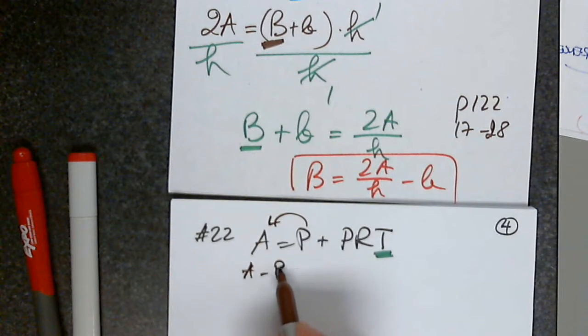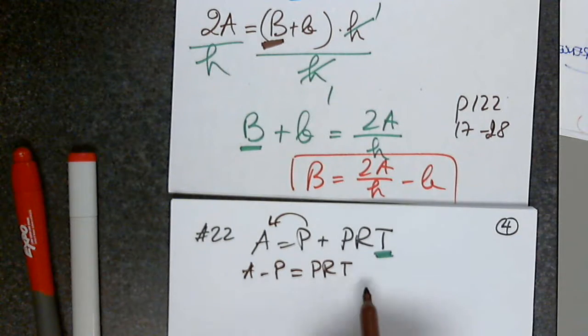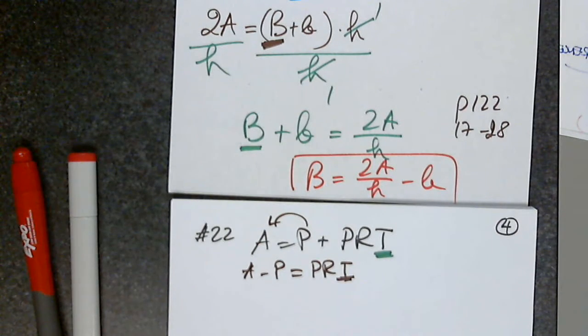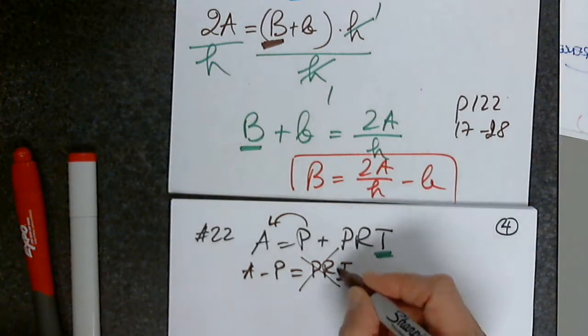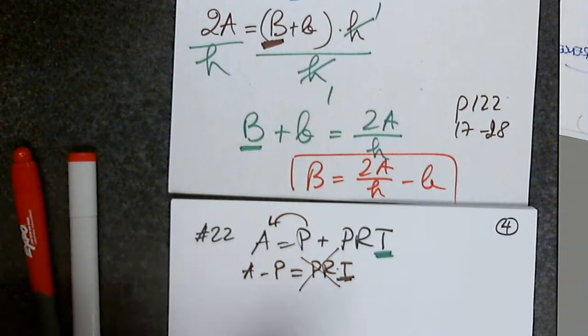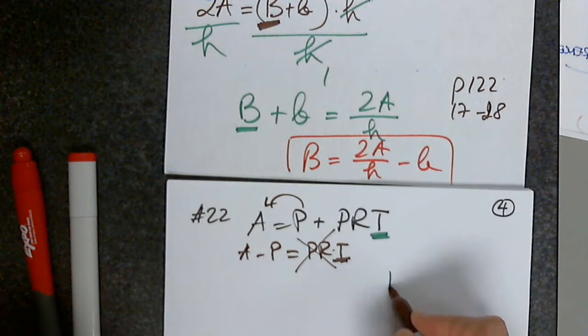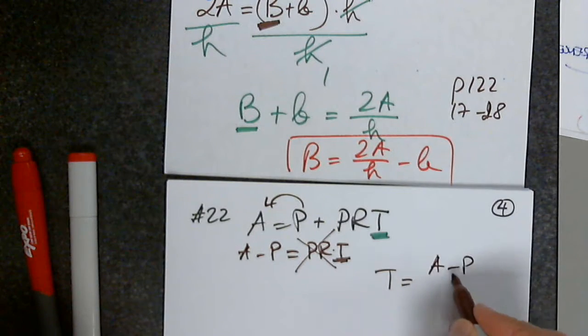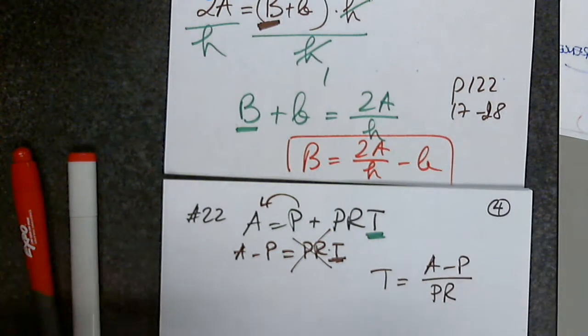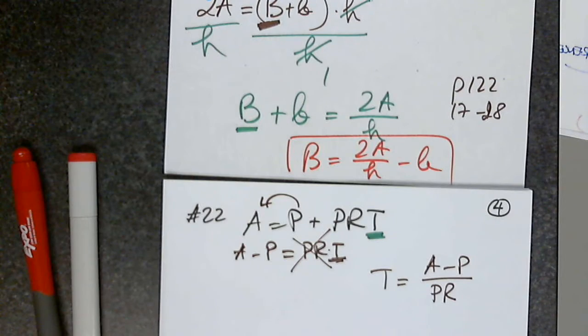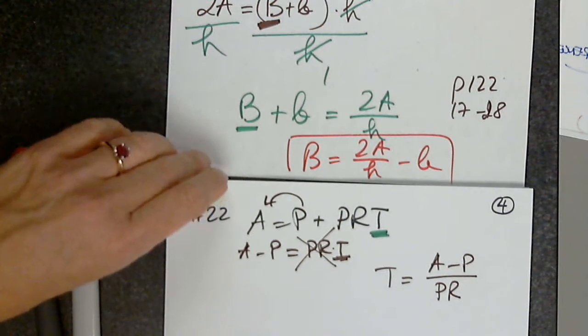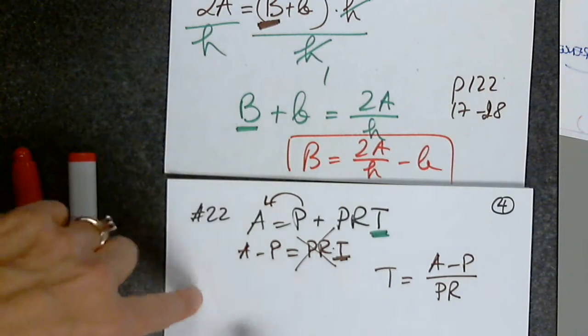So this is A minus P equals PRT. We are solving for t. And now somehow we have to get rid of this. And since it's multiplied, the only operation that we can apply is division. So then t equals A minus P divided by PR. Be very careful, because there are two ways here. One way would be to divide each term. There are three terms here.